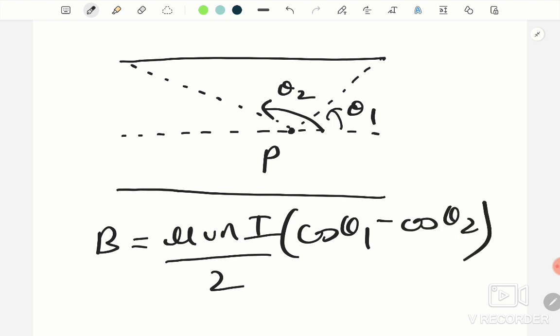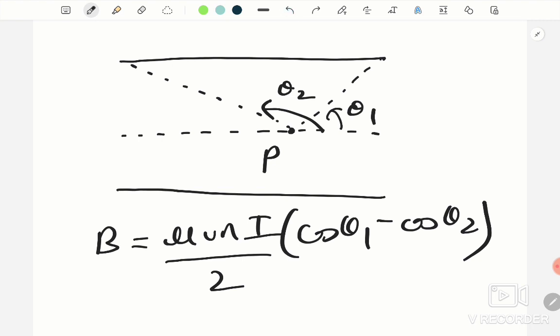Guys, in this formula, n represents number of turns per unit length, I represents the current in these circular wires, and guys, theta 1 and theta 2 are the angles made by point P with the ends of the solenoid. इसमें बस आपको ये ध्यान में रखना है that angle theta 1 is taken from right side and angle theta 2 is also taken from right side towards the left end. यानी कि guys, दोनों angles आपको anti clockwise direction में लेने हैं from positive x axis.